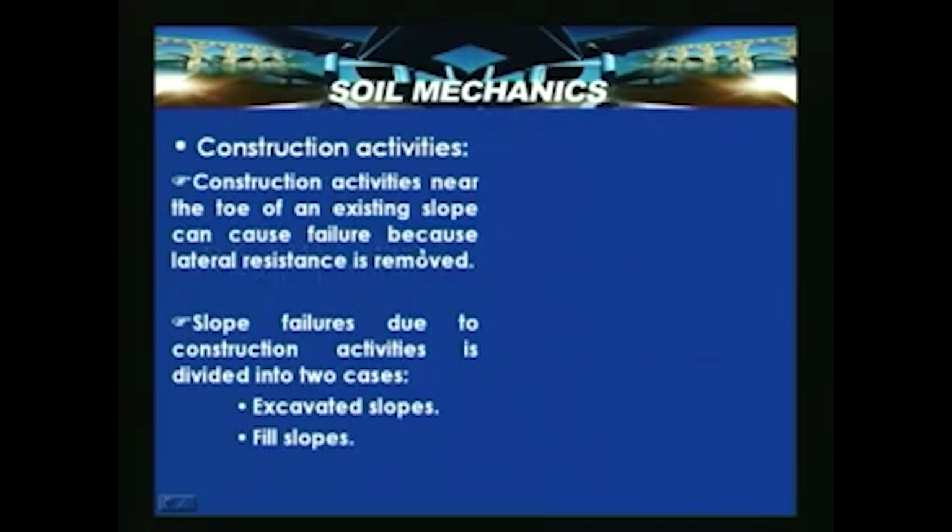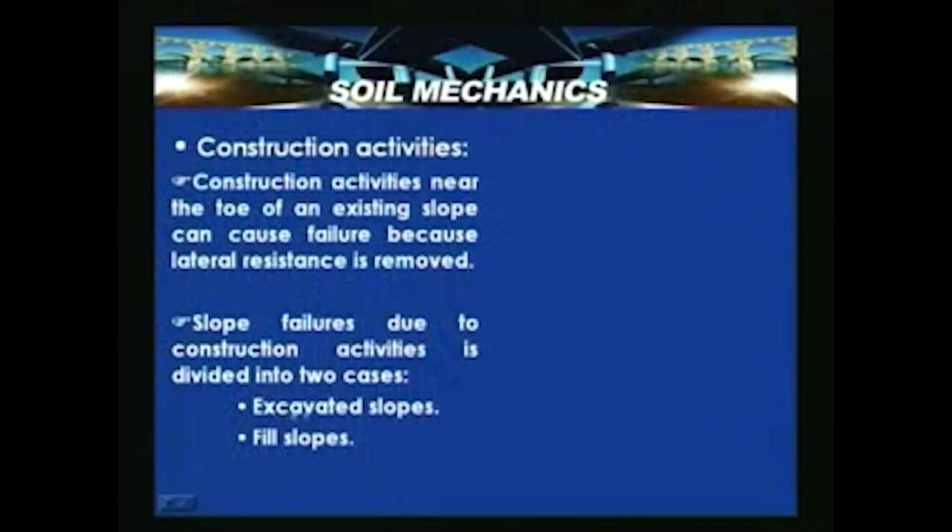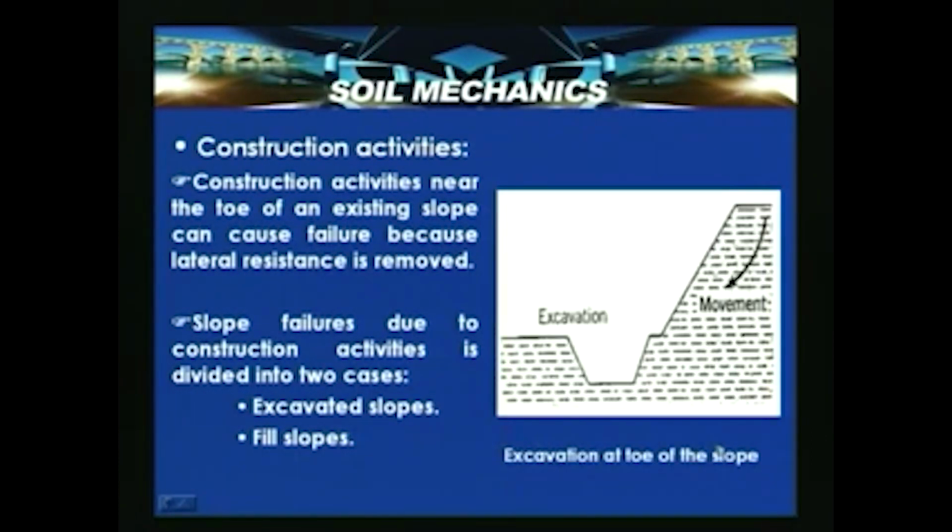Another aspect which we discussed is construction activities. Construction activities near the toe of an existing slope can cause failure because lateral resistance is removed. Sometimes we do excavations at the toe. When the excavation is carried out at the toe, we are actually undermining the slope, and it will induce a failure. Slope failures due to construction activities are divided into two cases: excavated slopes and fill slopes. So, this is an excavation at the toe of the slope. If this excavation is deep enough and causes instability, a compound failure can take place, which induces a movement, and the entire cutting portion can become unstable.